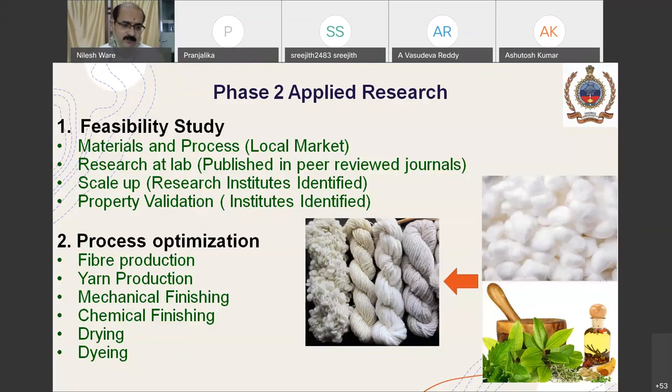With respect to the process optimization, it was very easy. We collaborated with one company called Alok Industries in Silvassa. They were the suppliers for most of the tri-services fabric materials. They were very, very supportive. We signed a TOT and NDA for fiber production, yarn production, mechanical finishing, chemical finishing, drying, and dyeing. All their facilities were used for, the nicest word I like in my research, free. Everything was free. That was like a bonus for us.